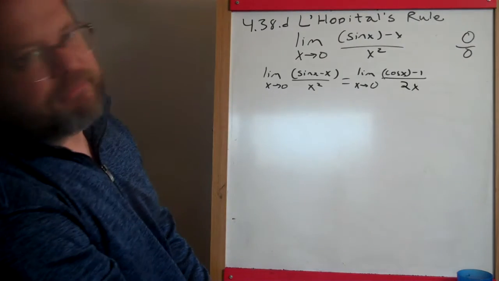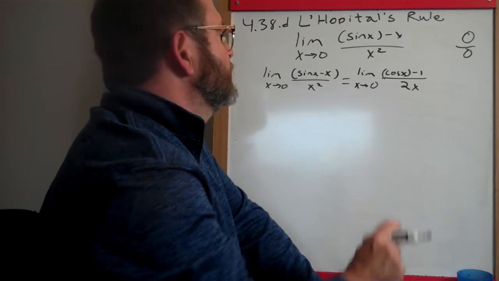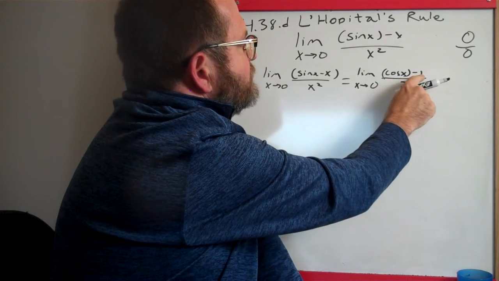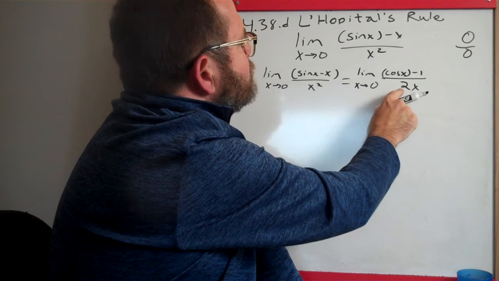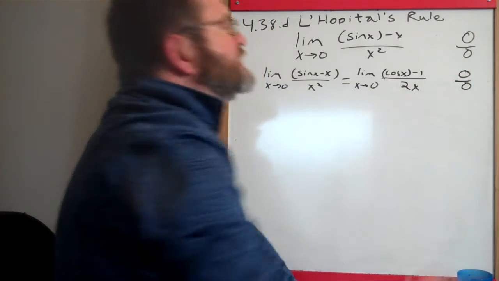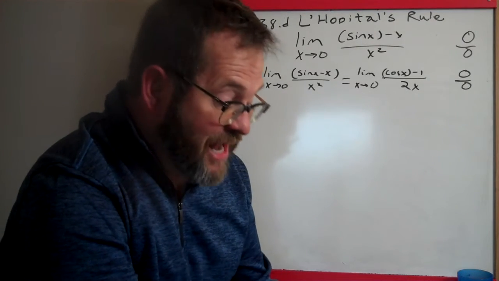Hey, great! I know when I think about these things, I want to think now about direct substitution. Let's see, cosine of 0 is 1, minus 1 is 0. 2 times 0 is, oh crud, it's still a 0 over 0 problem. It sounds like we have failed horribly, but actually we're okay.